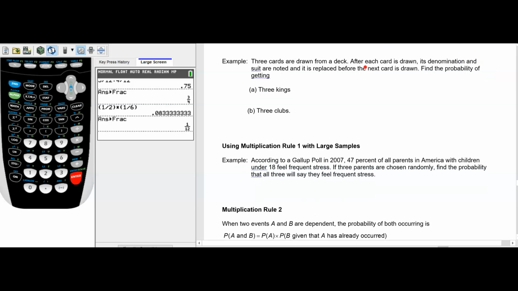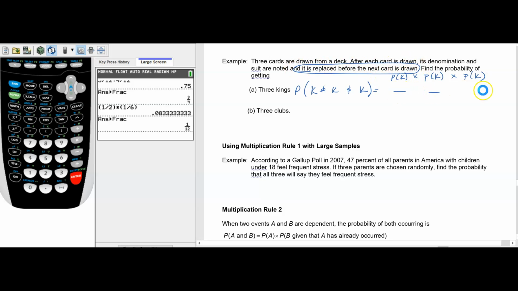It's a deck of cards question, and we want to know the probability of getting a king, and then a king, and then a king. So I'm going to take the probability of a king times the probability of a king times the probability of a king. And it's really important here, they said in the problem it is replaced before the next card is drawn.